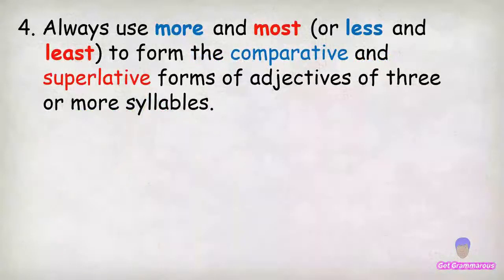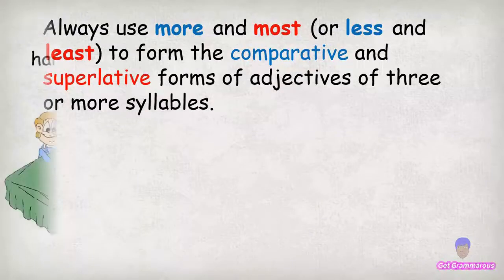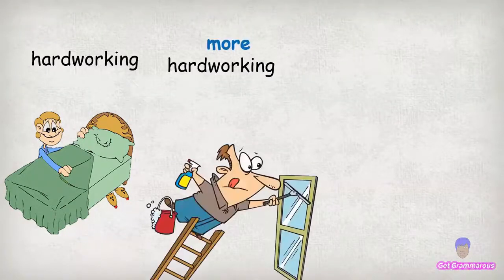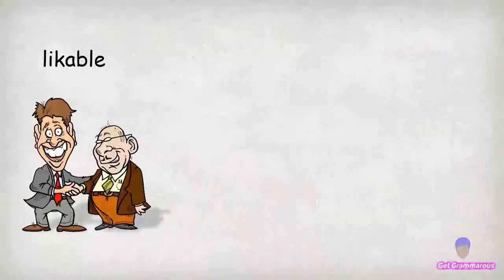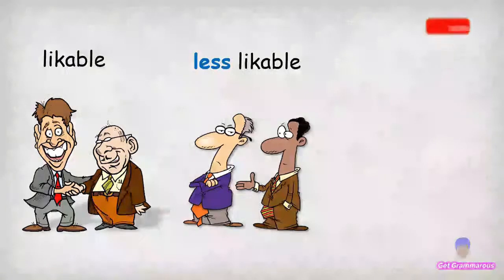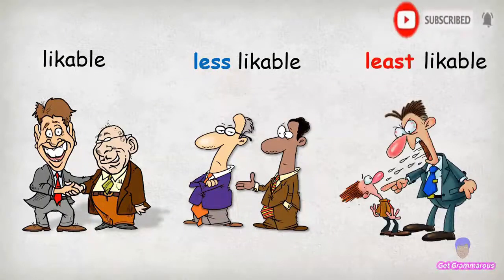Rule number 4. Always use more and most or less and least to form the comparative and superlative forms of adjectives of three or more syllables. For example, hardworking is a three-syllable adjective, and for that reason, the comparative is more hardworking and the superlative is most hardworking. Another example, likable. Likable is a three-syllable adjective, and for that reason, its comparative form is less likable and the superlative is least likable.